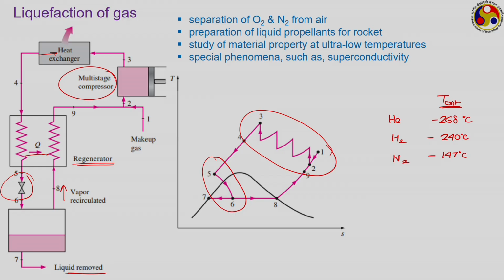We can go for multi-stage compression with regeneration, just like shown here, or we can go for a cascaded system, several stages of cascading, so that we can reach such low temperature levels. So, these are all different varieties of vapor compression based refrigeration system. This particular cycle is known as the Linde-Hampson cycle, the one that I have shown here.